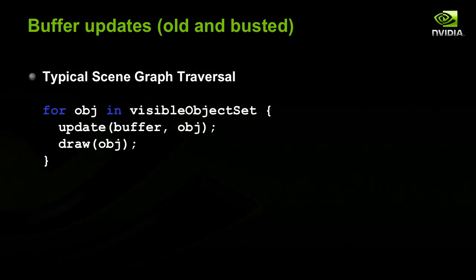Now let's try and deal with our buffer updates. This is obviously a gross simplification, but it's really common to see games that just say, hey, I'm ready to render this object, I'm walking through the visible object set, let me update the buffer contents for this object that I'm about to draw, and now let me draw the object.